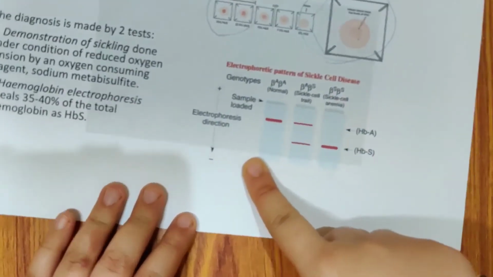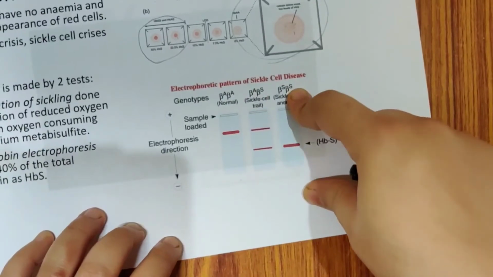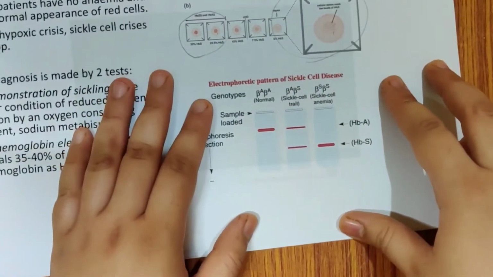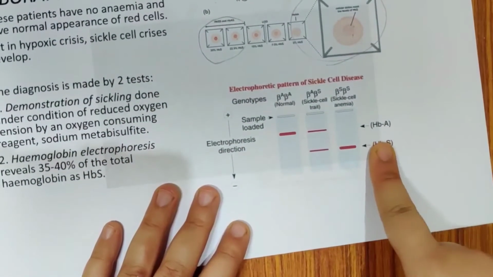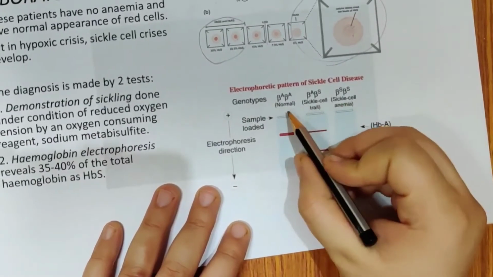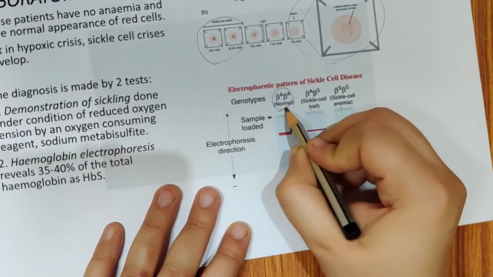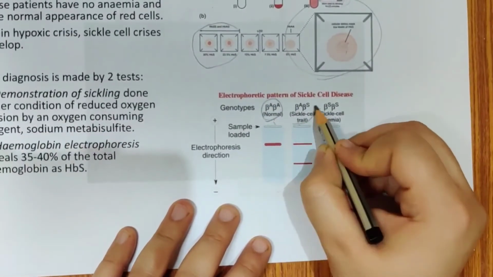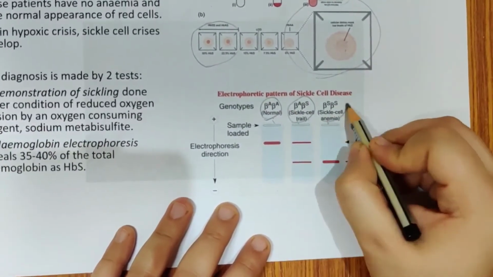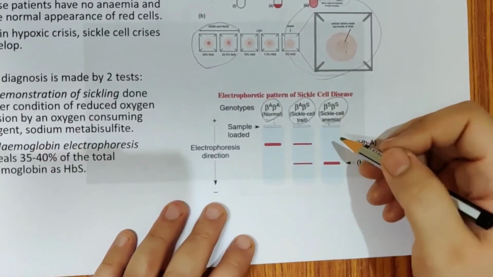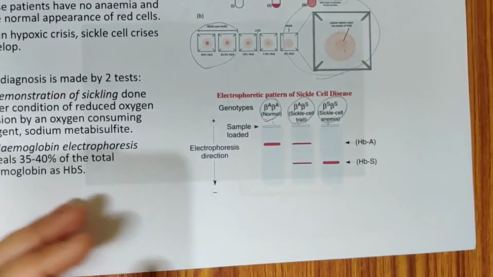In this, what happens is you take a gel agar and place it inside the electrical chamber, and you add buffer solution to it. These are some wells, and in these wells you put the samples. So this is a normal adult sample. Then you put a patient you suspect to have sickle cell trait, then another patient who may have sickle cell anemia, and you pass a current through it.